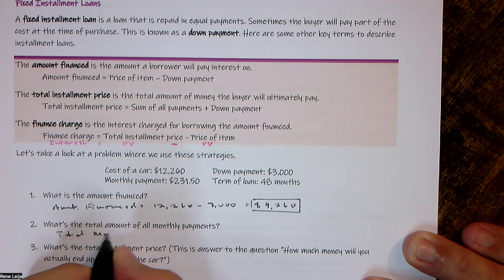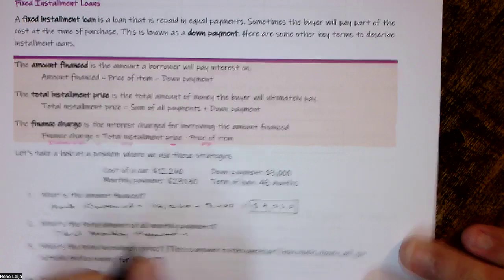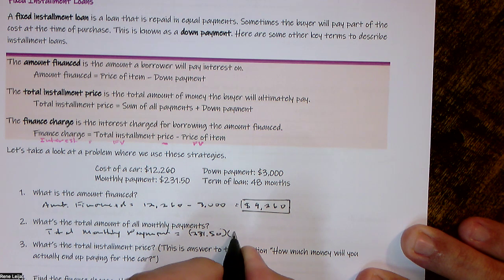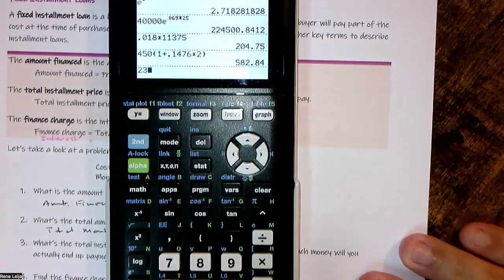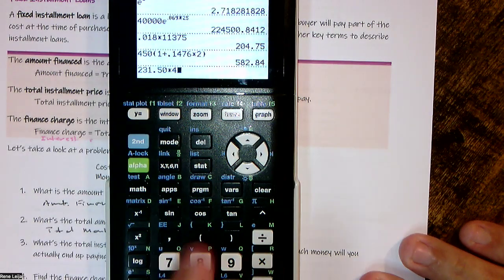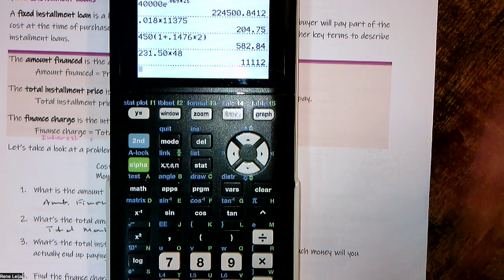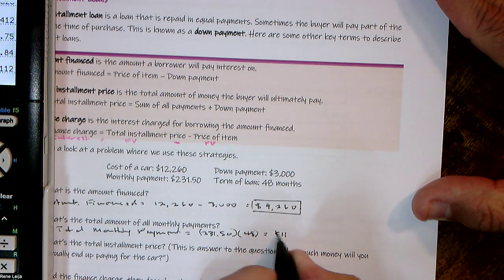Okay, so your total monthly payments, we are going to multiply these two together. So it's the 231.50 times 48. Okay, 231.50 times 48, and we get $11,112.